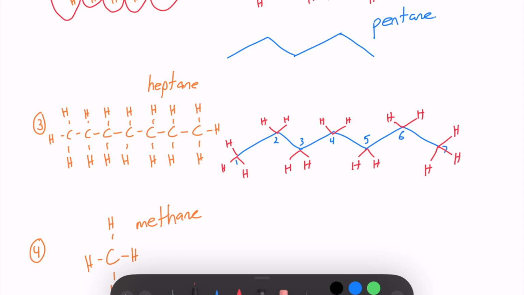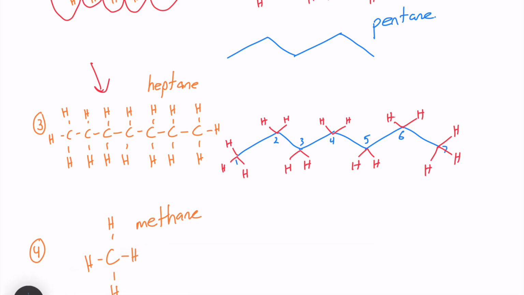So you kind of start to see a pattern here. It does line up quite well with our Lewis drawings as well. Let's redraw heptane and we'll get into methane. So we have 1, 2, 3, 4, 5, 6, and 7. So heptane and its line structure looks something like that.